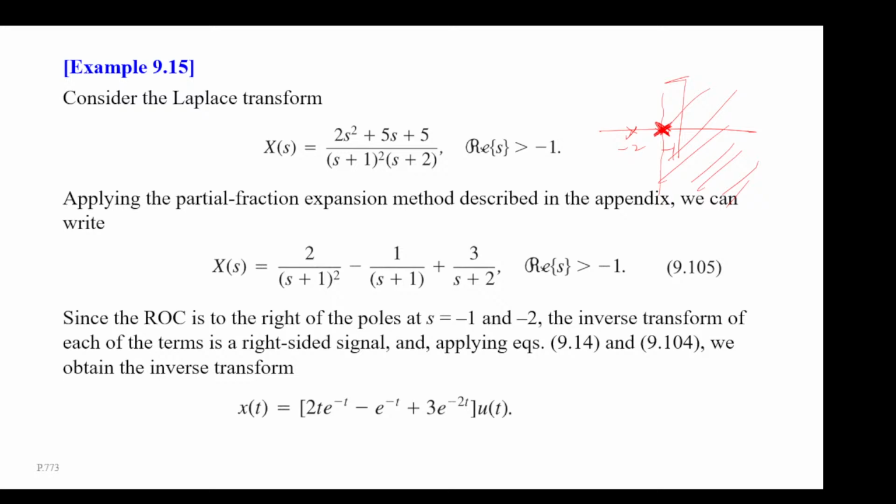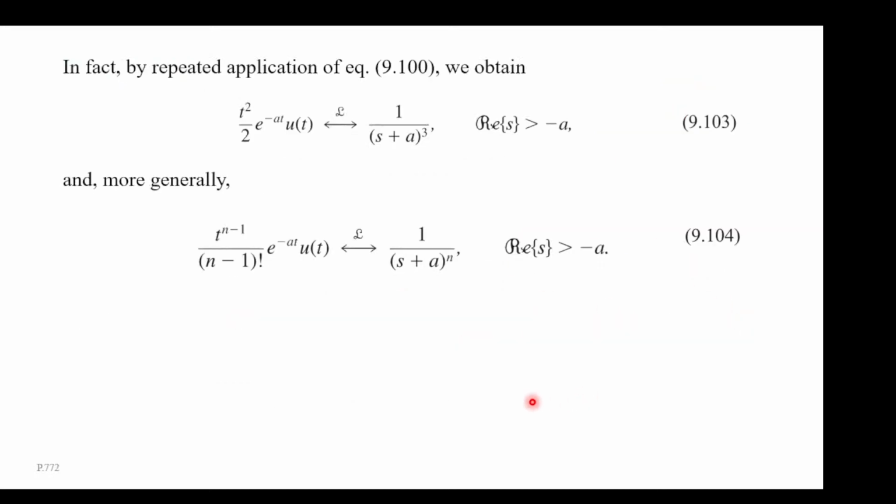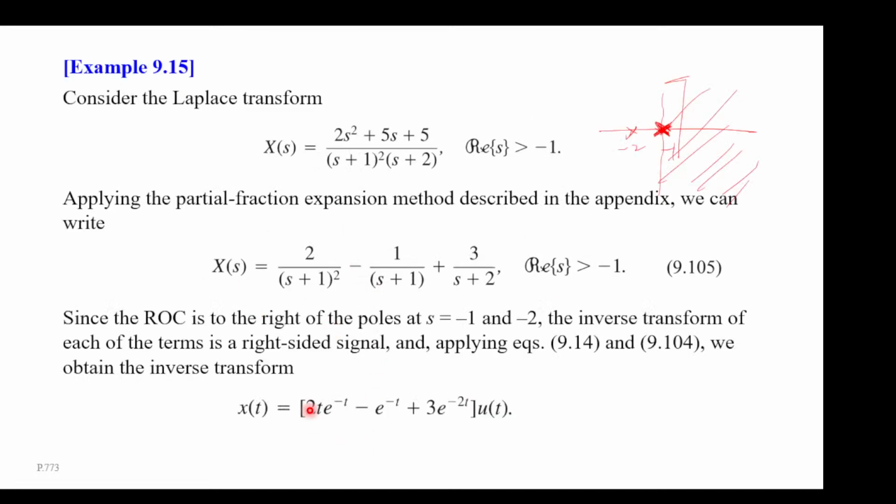So when we invert, every one of these partial fractions should be inverted to a right-sided signal, and for the right-sided signal we have this formula here. The second order term gets inverted to t e to the minus t here. The first order term, as usual, is e to the minus at with a equal to 1, and this is e to the minus at with a equal to 2. And the coefficients are 2, minus 1, and 3 here, times u of t. Question?